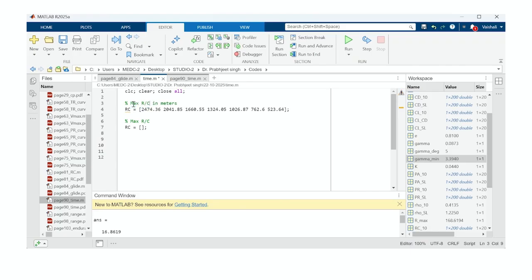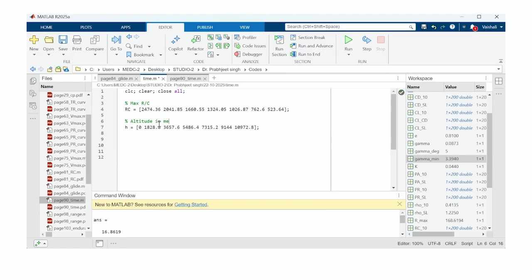Maximum rate of climb. And the altitude here is, let me write here h equals to, all right, now h is 0, that is sea level, and 1828.8, 3657.6, 5486.4, and 7315.2, then 9144, 10972.8. So this altitude is in meters.